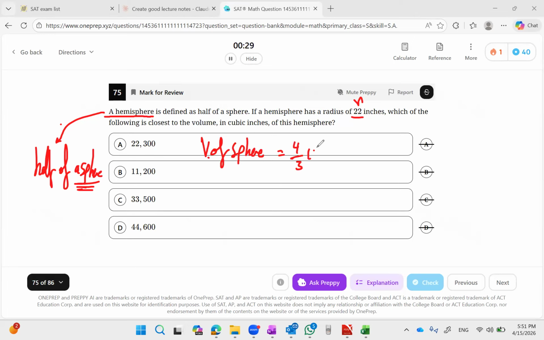4 over 3 pi r power 3. And you can figure it out from the reference. Yeah. And then you divide it by 2. Yes, excellent. And r is 22 to the power of 3.